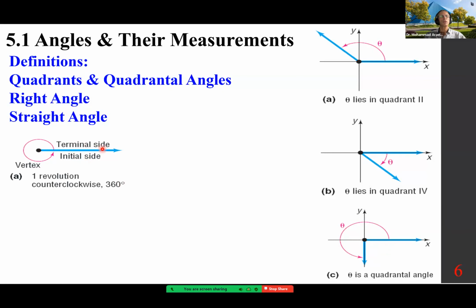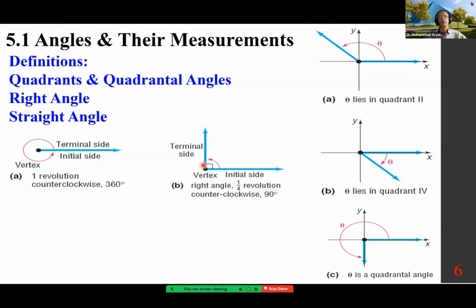Well, regarding the terminal side and the initial side, one complete revolution is 360 degrees. Here's the vertex, here's the initial side, and along the positive side of the y-axis is the terminal side, giving us 90 degrees, a right angle. That is 1/4 of a revolution, counterclockwise (CCW), or 90 degrees.